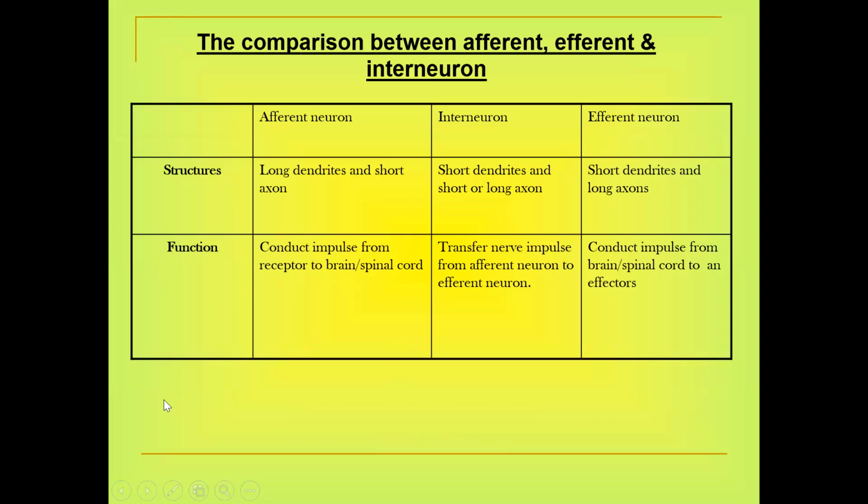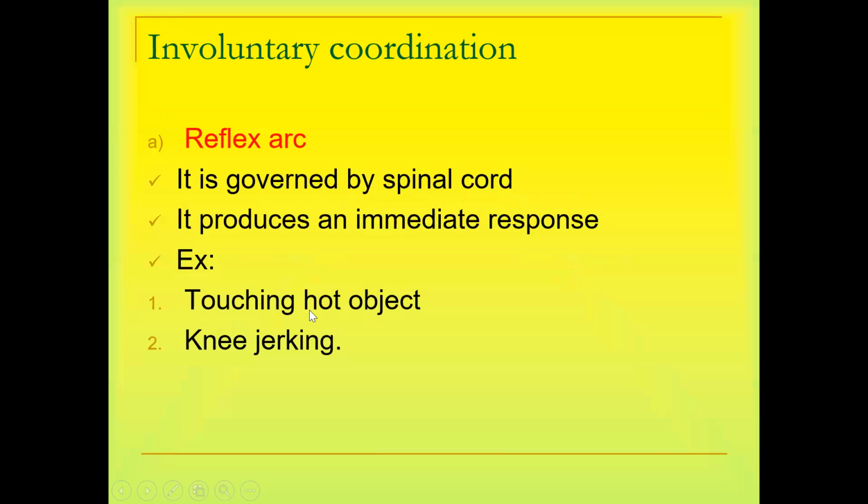This is the table that shows the comparison among these three neurons. For afferent neuron, the structure has a long dendrite and short axon. For interneuron, it has a short dendrite and a short or long axon. For efferent, it has a short dendrite and long axon. And the function is the same as I have mentioned just now.